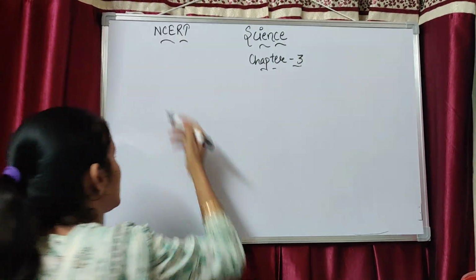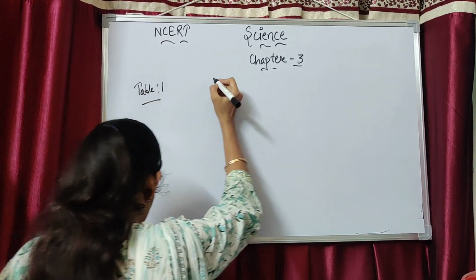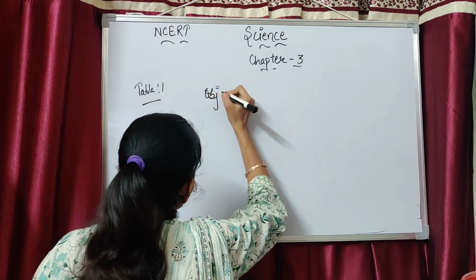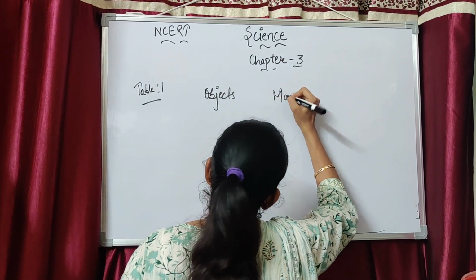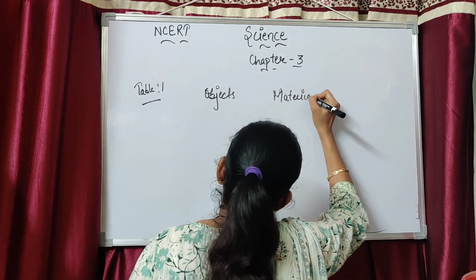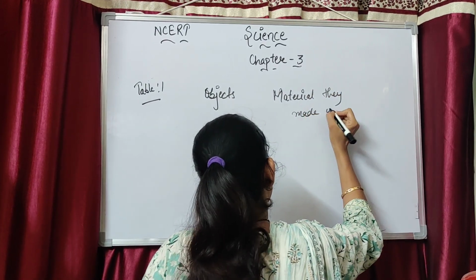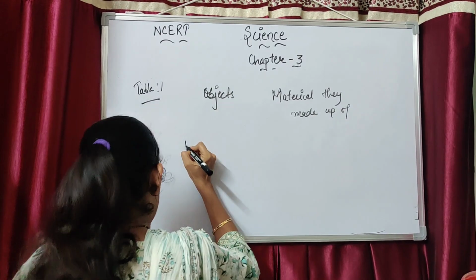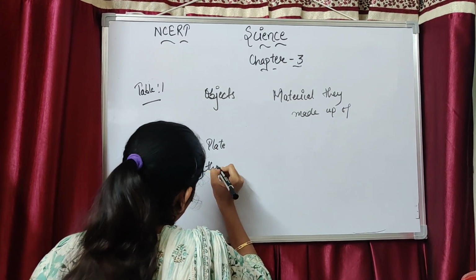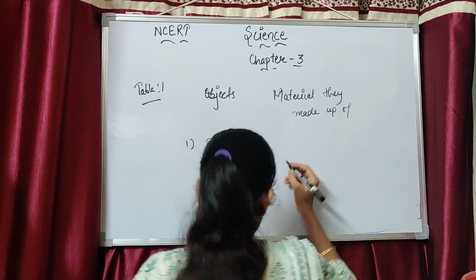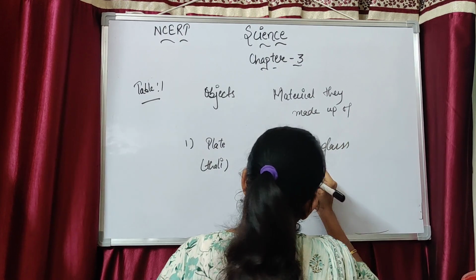Okay, now table 1. Objects and the material they are made up of. Now first example, plate, or you can say thali. It can be made up of steel, glass, plastic.